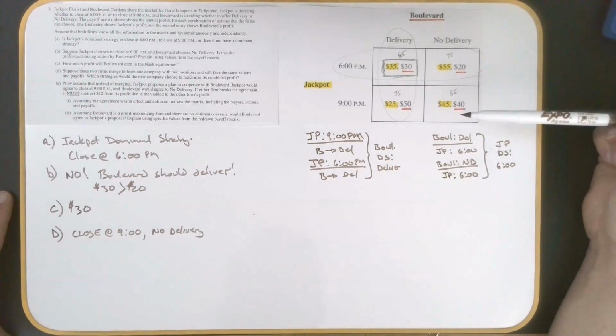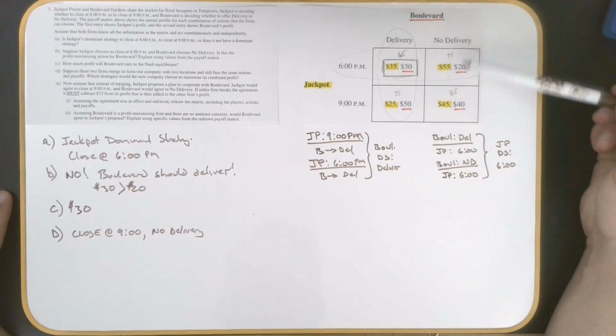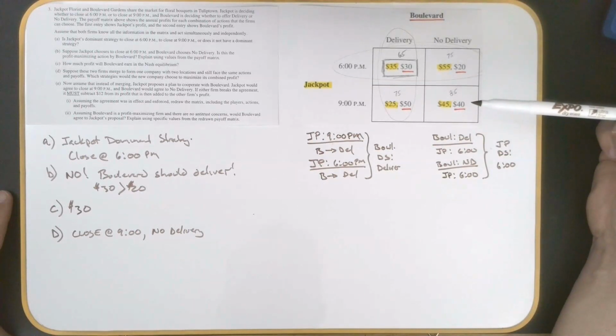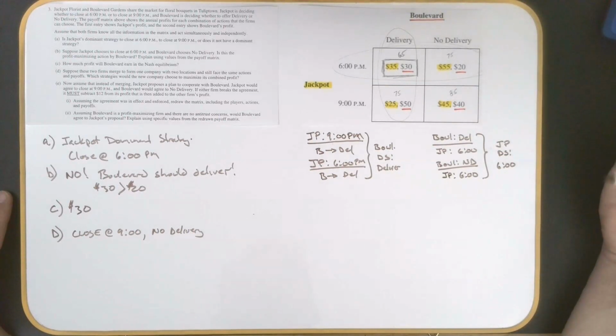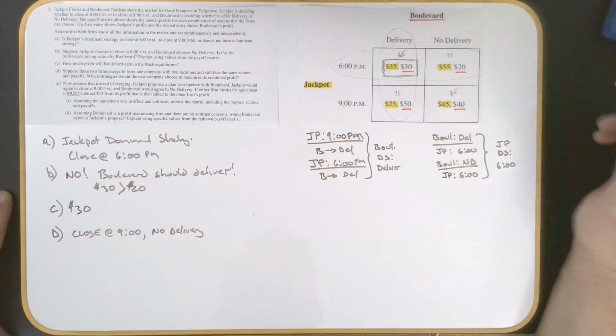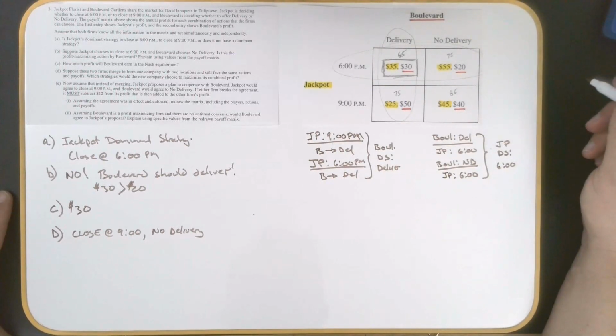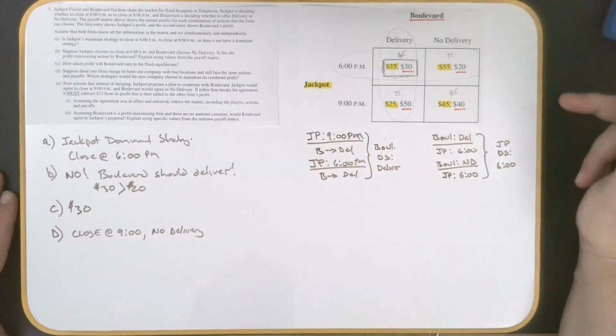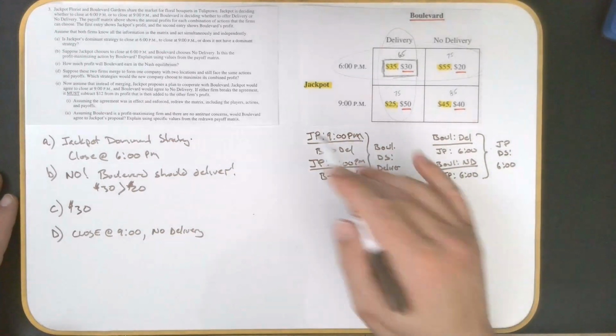Okay, so Jackpot says, let's do that. I'll close at 9. There's no delivery. If you break the agreement, you must subtract $12 from your profit and add it to the other firm's profit. Now, assuming the agreement was in effect and enforced, redraw the matrix, including the player's actions from the payoff. All right, so what I'm going to do is redraw this down here. And I'm not going to put everything on here.